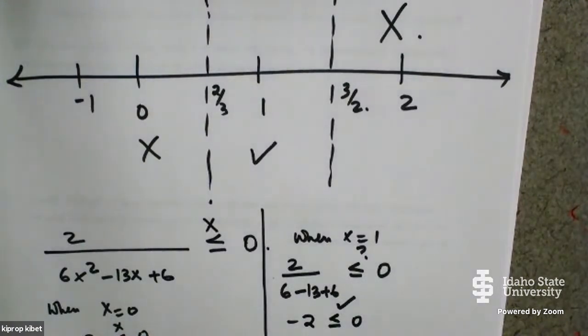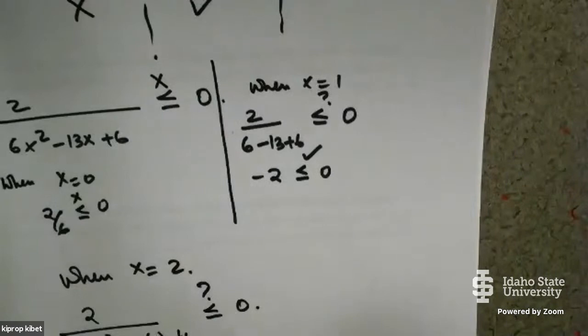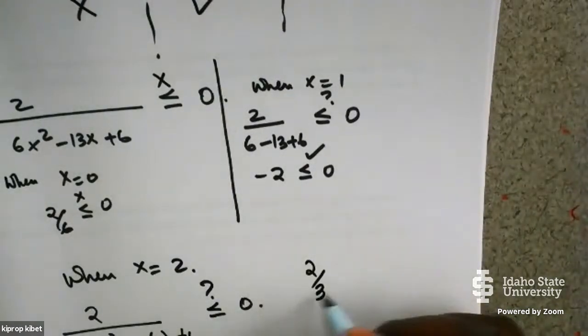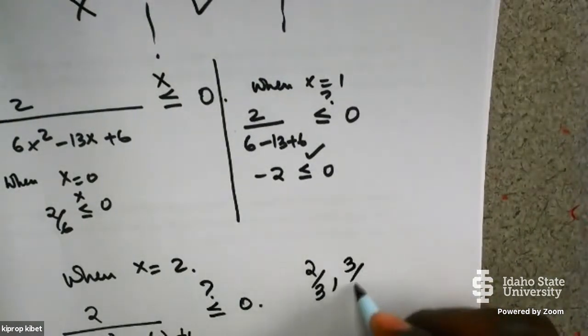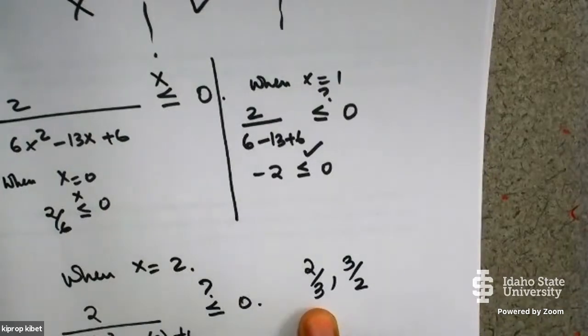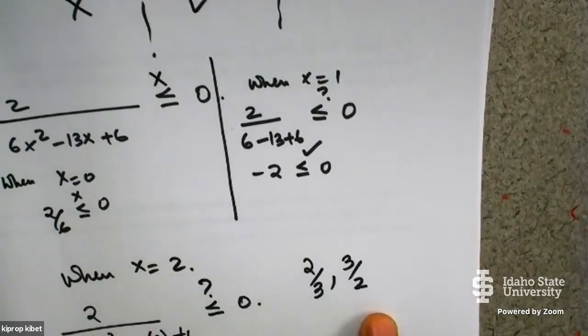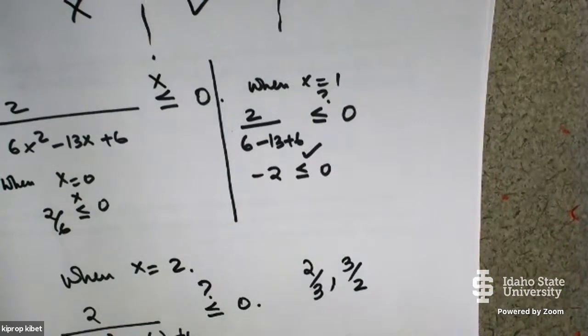2/3, 3/2. So what is our interval notation? 2 over 3, 3 over 2. Are we including 2 over 3 and 3 over 2? Yes. How? Because it's equal to.